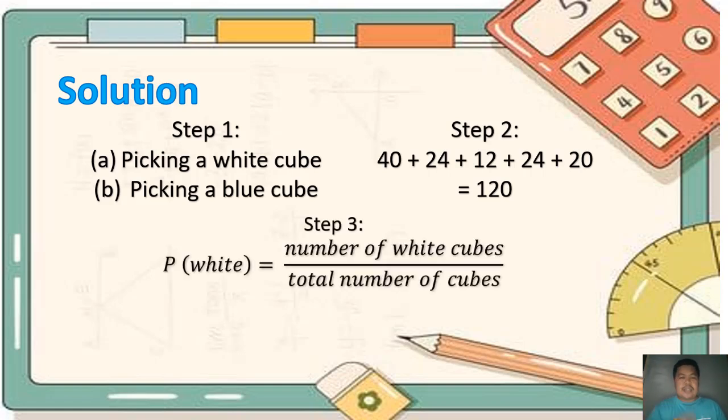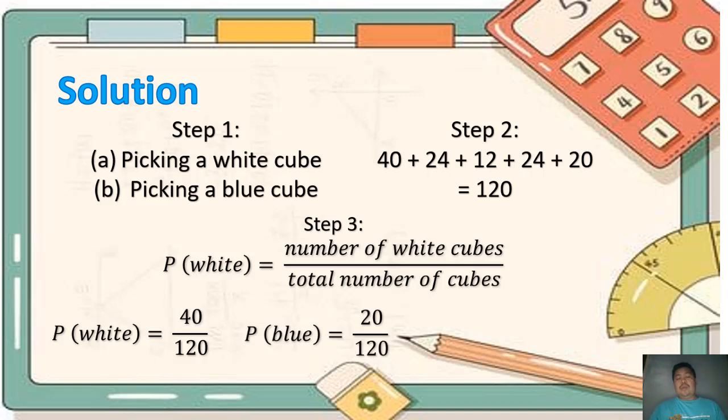Next, for step 3, the probability of white is equal to the number of white cubes over the total number of cubes. So as you can see, how many are white? 40. How many in total? We have 120. So next, of course, we have 40 over 120. Next, the blue. So we have 20 over 120.